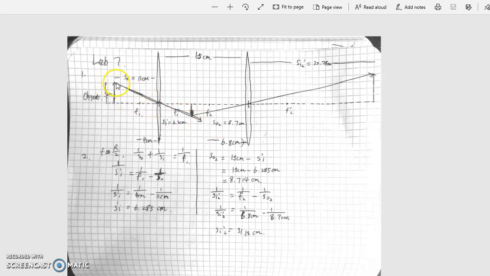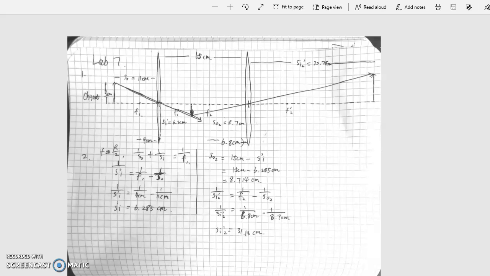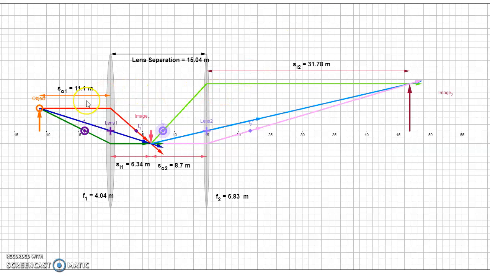So the ray comes from the object here, passes through the first lens, and then projects an image here, just like so. And then this image also projects, the ray also goes through the second lens and then projects the image here, which you can, from the simulation, find different values for s and s primes and focal length and so forth.